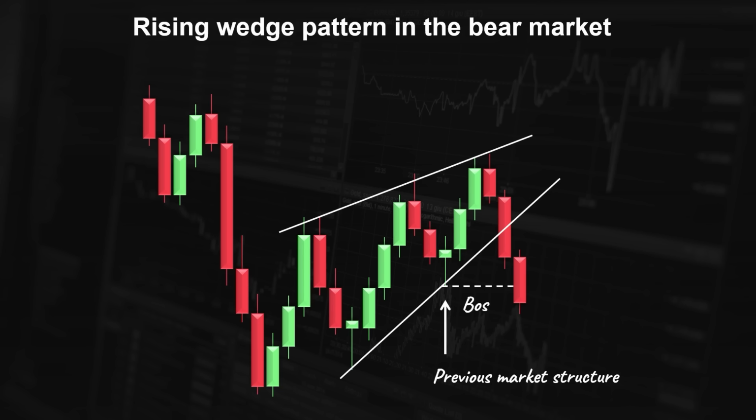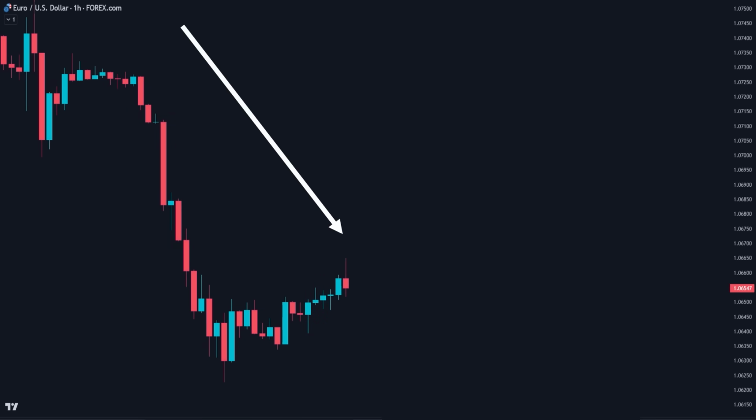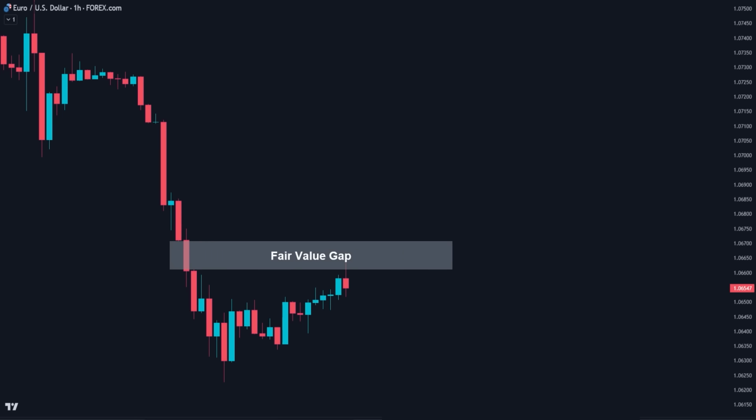Here on the Euro-Dollar 1-hour chart, we have a strong bearish trend. Looking at the left-hand side, we can identify this fair value gap, which is an extreme supply area. The market has already shown some reaction to this area, and it can provide a good opportunity to go short. However, let's zoom into a lower time frame to find more confirmation to enter a short trade.